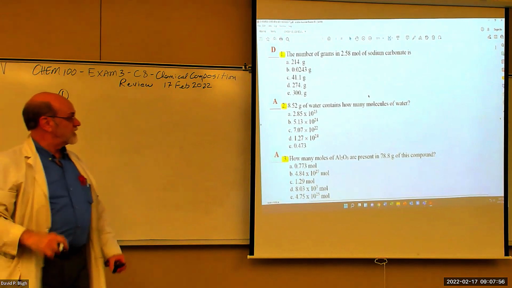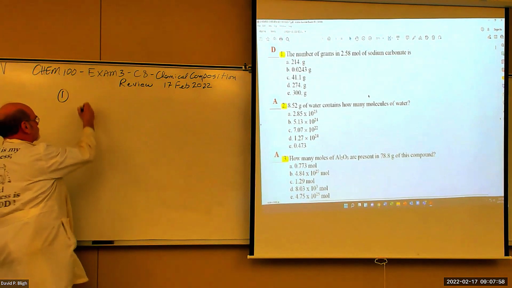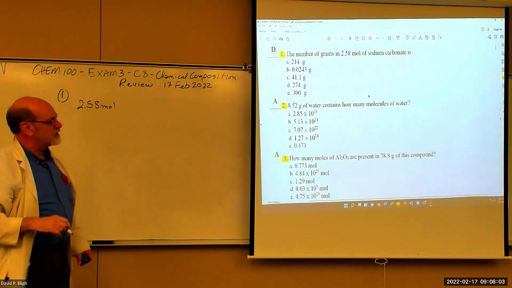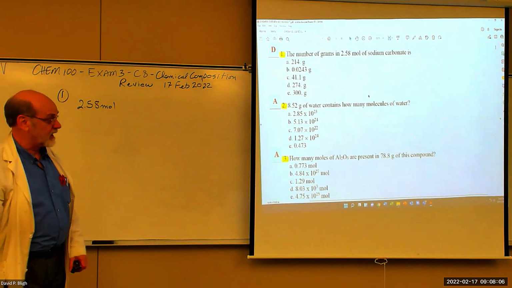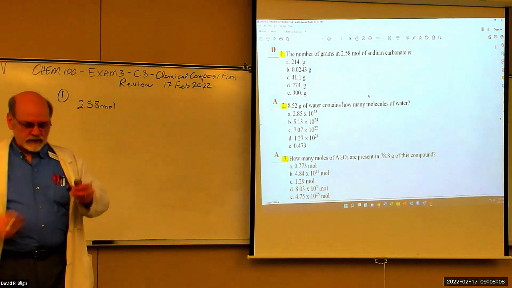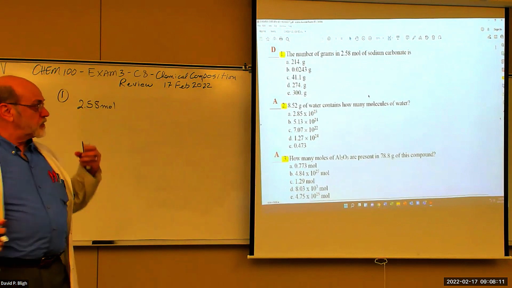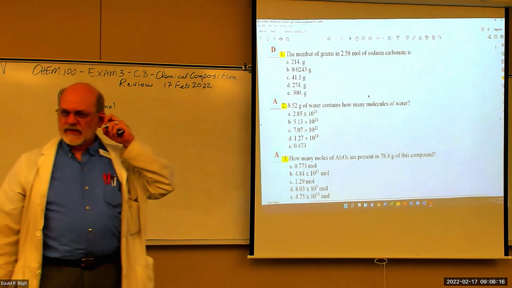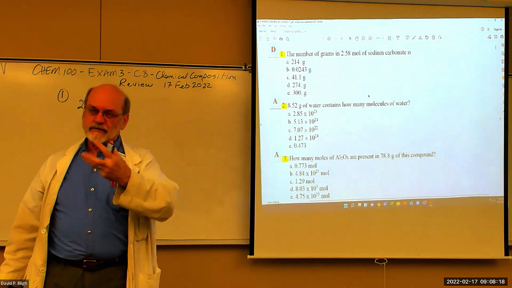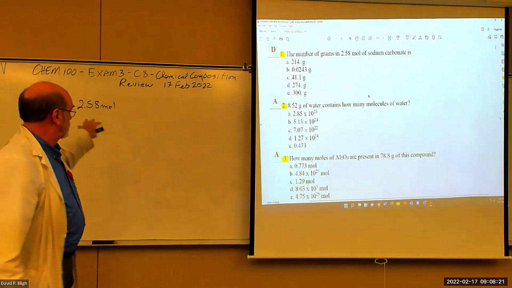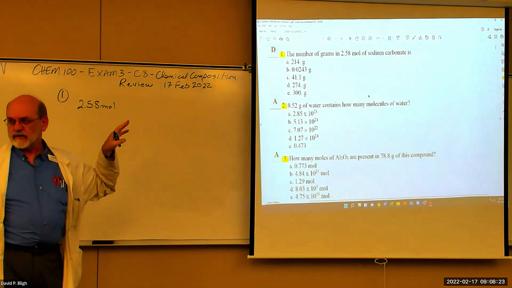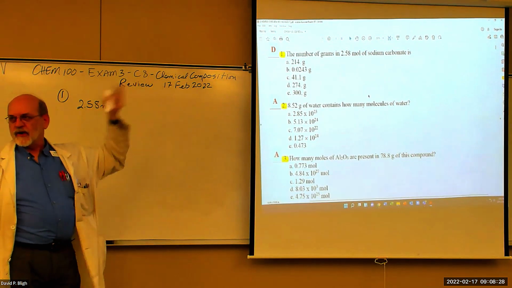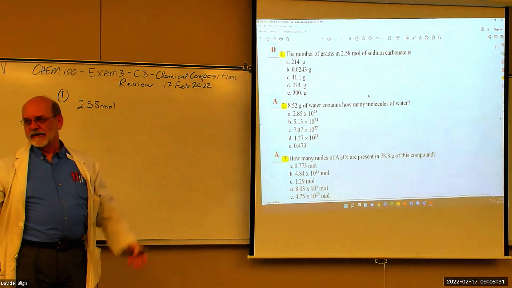Number one, the number of grams in 2.58 moles of sodium carbonate. Okay. And like I said before, when you're trying to answer these problems, the best thing that I found is to extract information from the problem and put it on the paper, on the board, whatever your writing medium is, and divorce it from the prose of the problem.